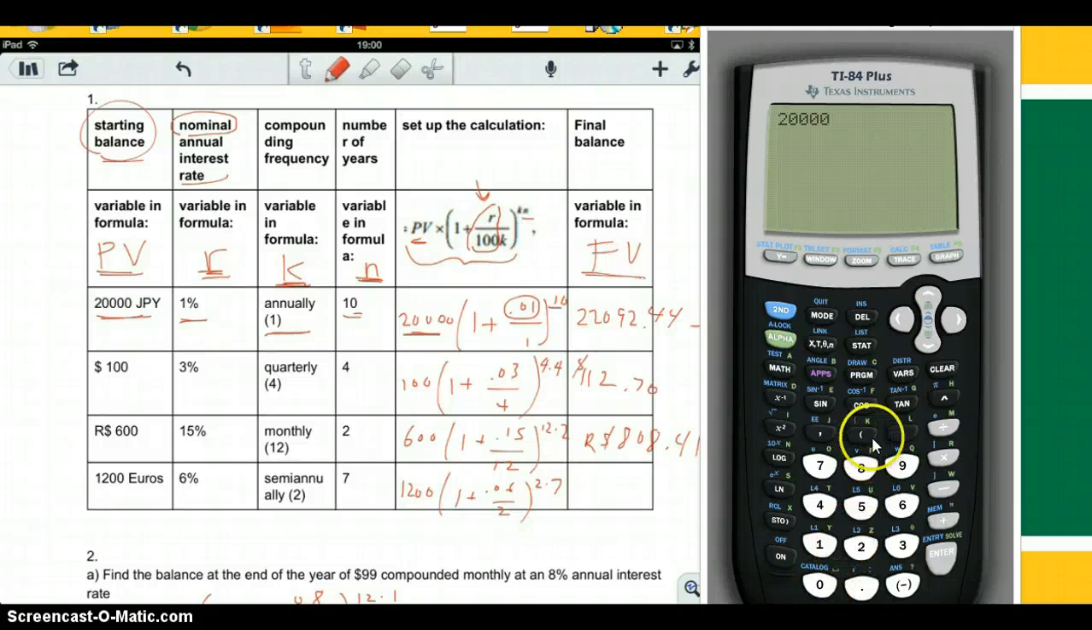20,000 times, now 1 plus 0.01, you could put it as 1.01, but we'll go ahead and do with parentheses just to show you how you do that. So 1 plus parentheses 0.01 divided by 1 parentheses parentheses, and all that is to the exponent of 10, right?